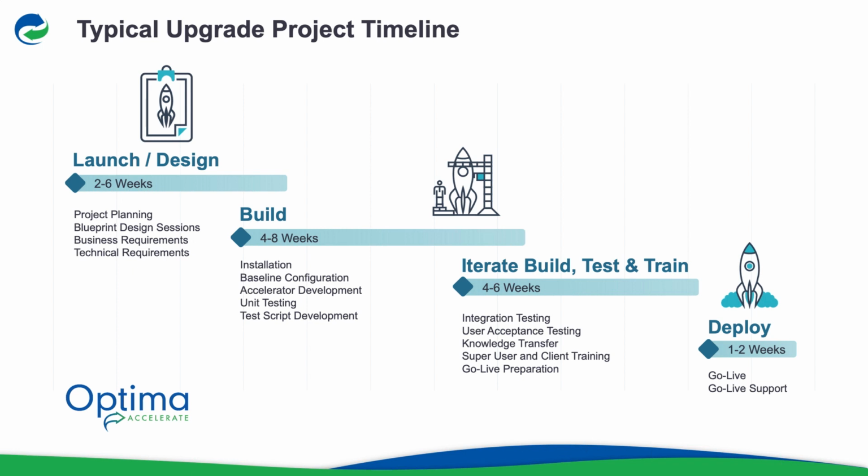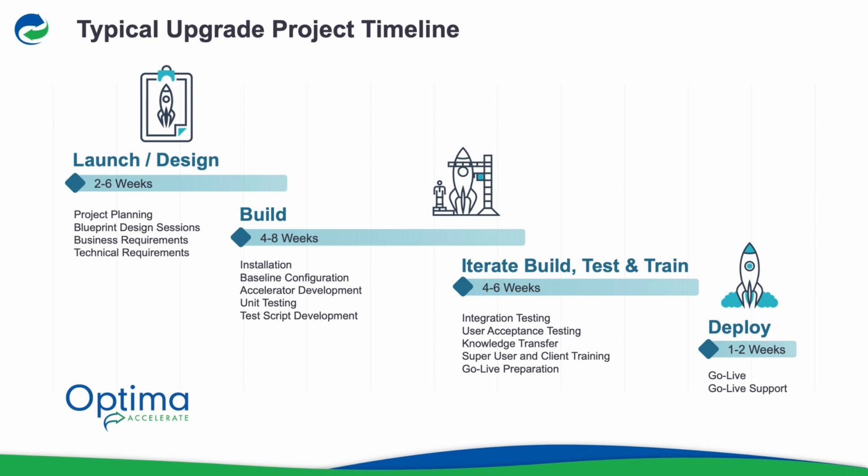Okay. The next phase is the build phase, which is typically 4 to 8 weeks. And that's when the installation of the upgrade package occurs. There's some baseline configuration. We then initiate some accelerators, which I'll talk a little bit more about in a second here. There's the UT user testing that goes on, and then test script development in this phase.